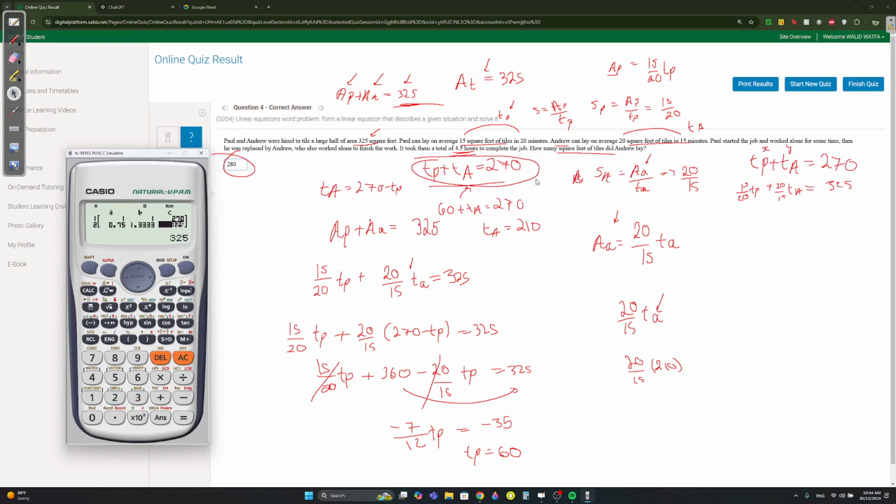325, you can get x equals 60, so TP is 60, and then they should give you TA is 210. Yes, TA is 210. So now you directly know TA is 210. You can substitute into the area of Andrew 210, and you're going to get 280.